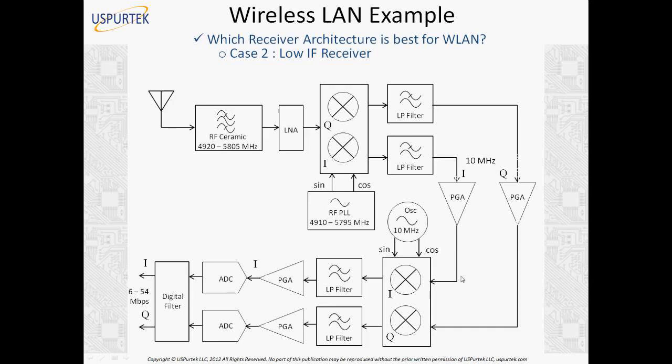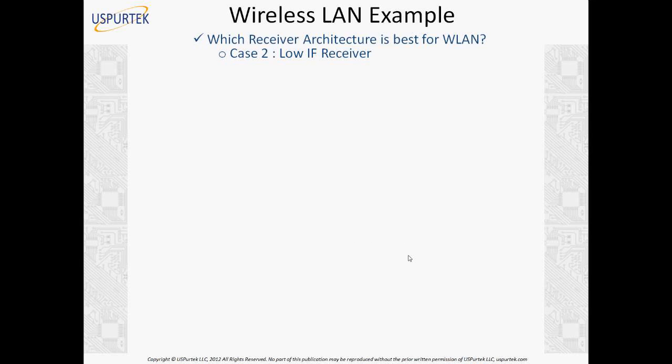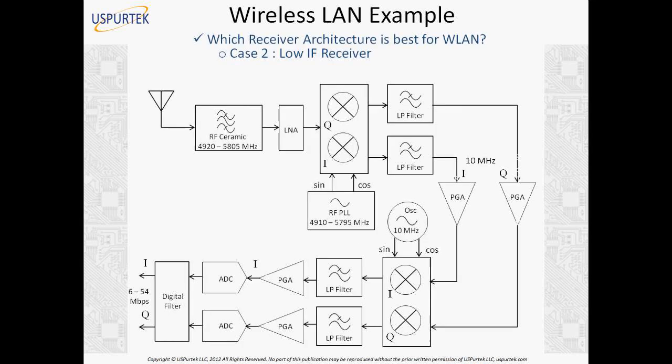We are having an RF PLL which is at 4 gigahertz here. So much higher frequencies, which will add to the cost and complexity and the difficulty of implementing. So many discrete external components. You have an additional second low IF quad IQ mixer, and it is not ideal for broadband applications such as wireless LAN.